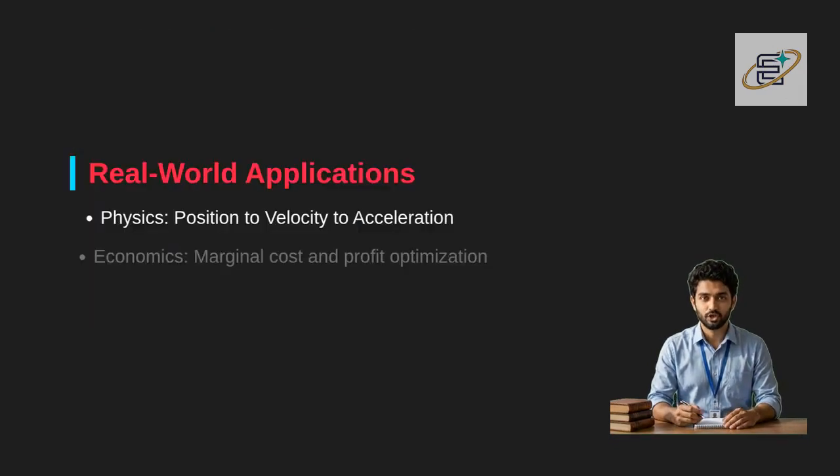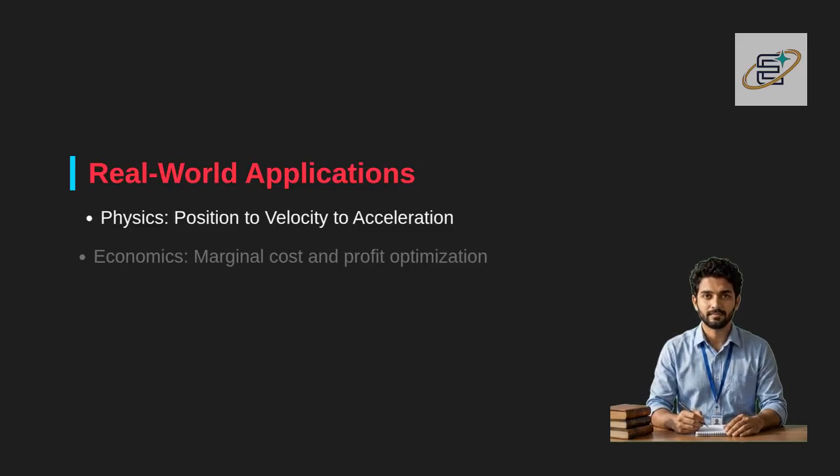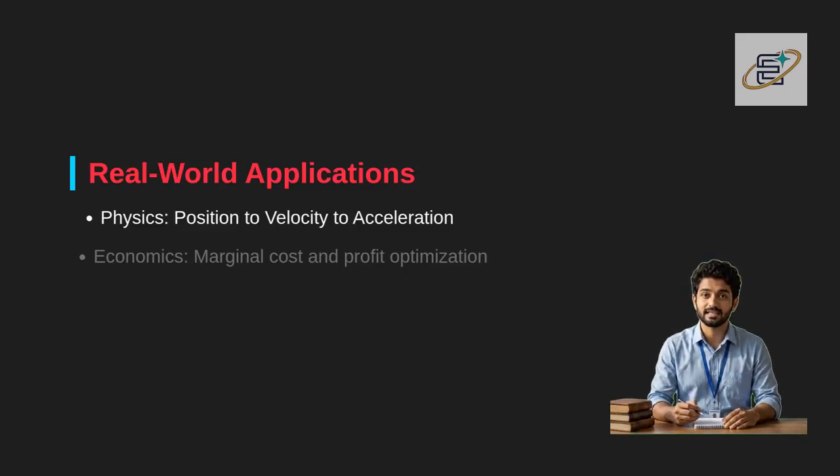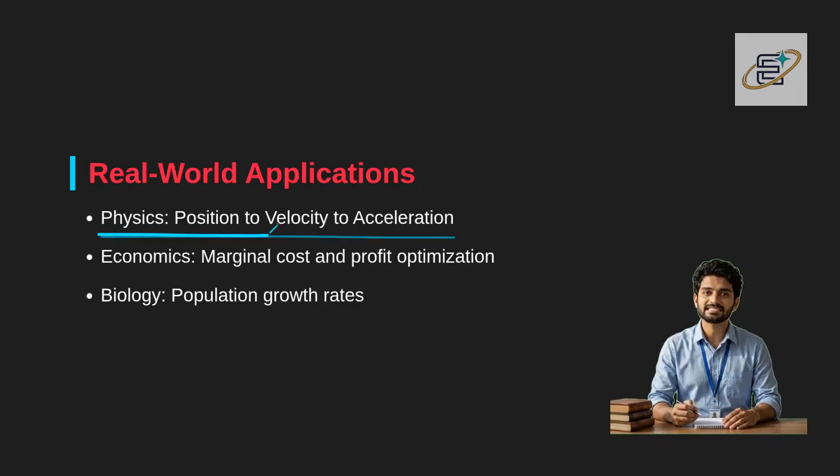You might be wondering, why does any of this matter outside of a math classroom? Calculus is the language of the universe. In physics, if you have a function that describes the position of a moving object, the first derivative gives you its velocity, how fast it is moving. Take the derivative again, and you get its acceleration. This is how engineers calculate rocket trajectories.